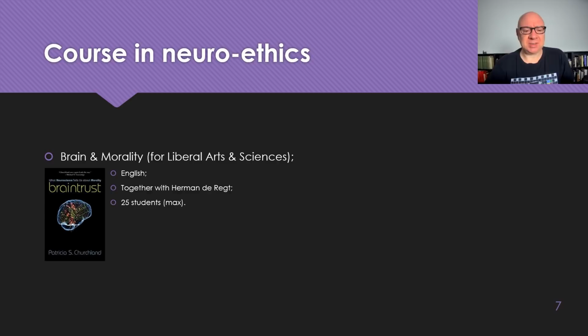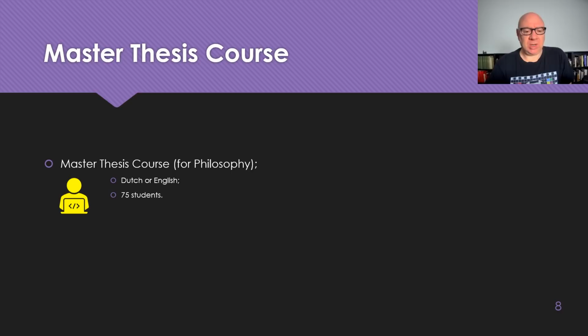Together with Herman, I teach a course in neuroethics. So if you're going to do the cognitive neuroscience track, you'll get us there again. We haven't written our own textbook there, but we use the very, very brilliant book, Brain Trust, by Patricia Churchland. I can recommend this to anyone who is interested in ethics anyway. It's, well, better than any book on ethics I've ever read, and I've read a lot on ethics. So I also teach a master thesis course for philosophy, which basically is a course in writing the master thesis and helping students to get started.